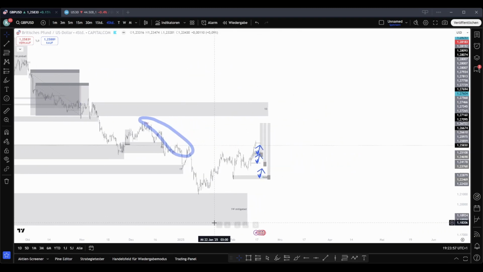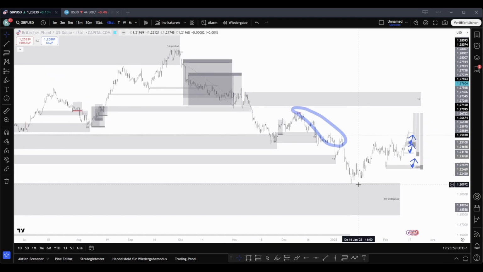So let me zoom in again to the chart, you guys might see. So basically, that's all for now. That's my analysis for the week.